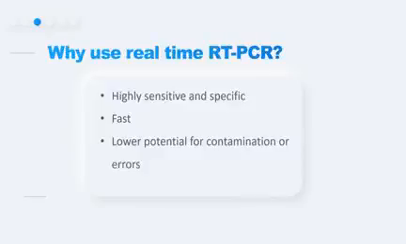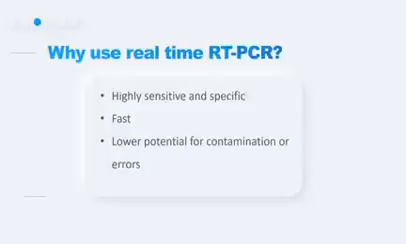So why use real-time RT-PCR? The real-time RT-PCR technique is highly sensitive and specific, and can deliver a reliable diagnosis in as fast as 3 hours, though usually laboratories take on average between 6 to 8 hours, compared to other available virus isolation methods.